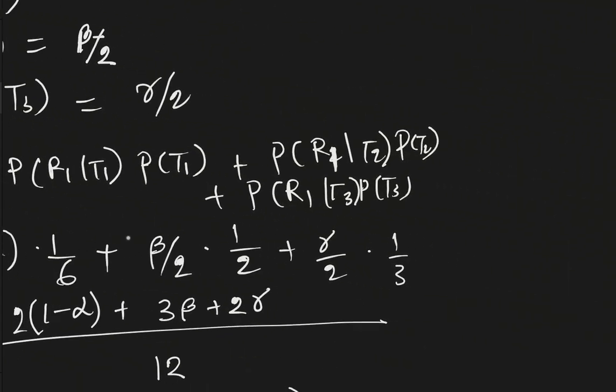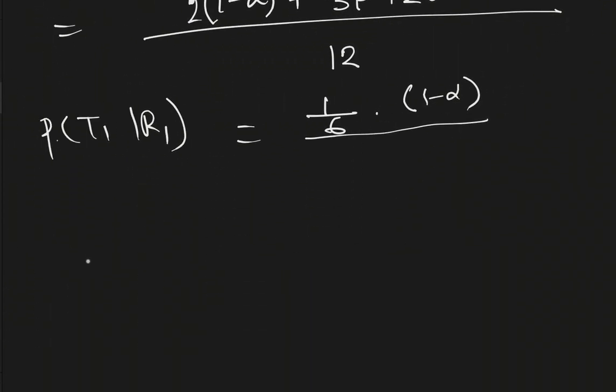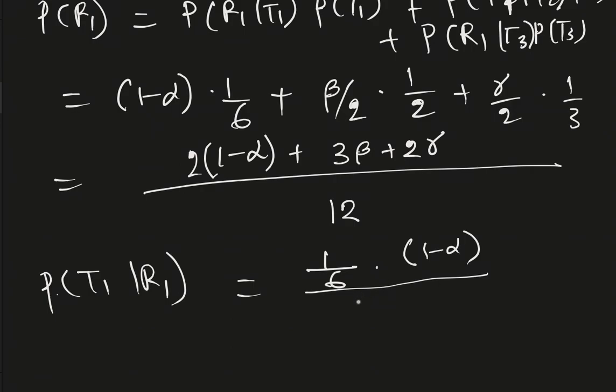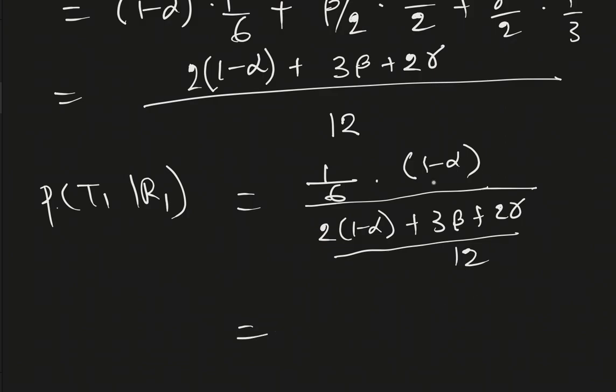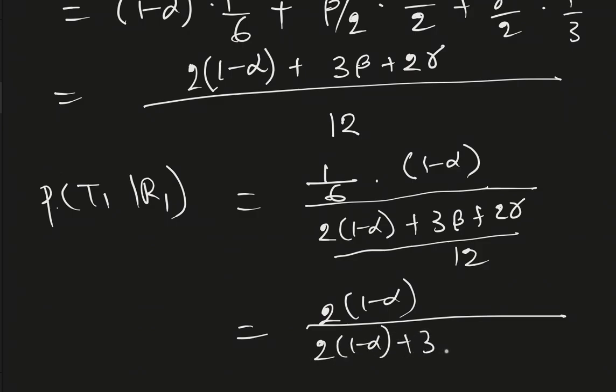We have already calculated P(R1). What is the value of this? It is 2 into 1 minus alpha plus 3 beta plus 2 gamma, by 12. So the result is 2 into 1 minus alpha over 2 into 1 minus alpha plus 3 beta plus 2 gamma. So that is its answer.